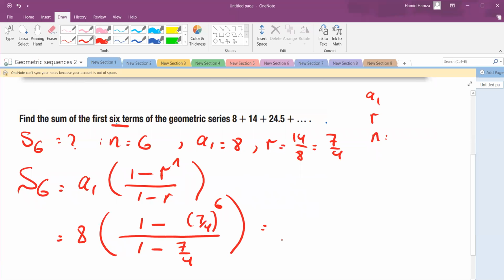If one of you has a calculator, please carry this out and give me the final answer. 295.7. Okay, so this is the sum of the first 6 terms of this series.